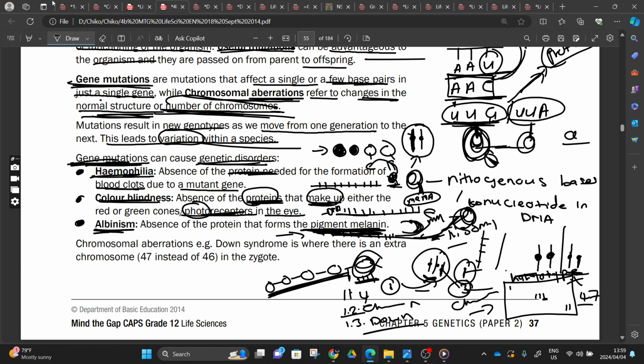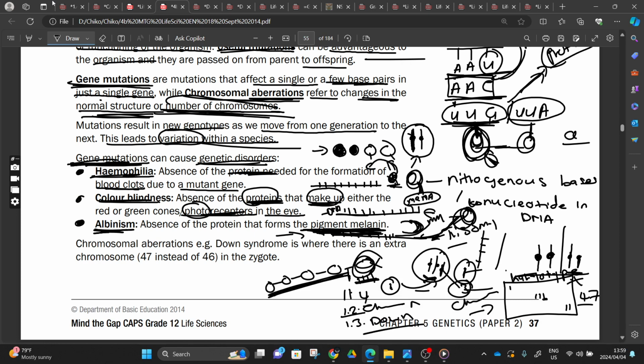Question number 1, define gene mutation. Question 1.1, what type of mutation took place? And then you'll say gene mutation. 1.2, explain the type of mutation that you stated at 1.1, and then from there give 2 examples of the mutation that you stated at 1.1. You'll say hemophilia, color blindness, right?